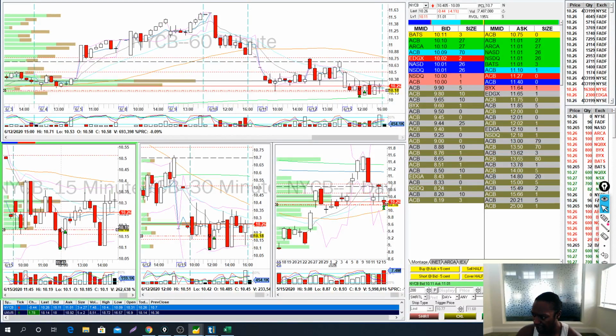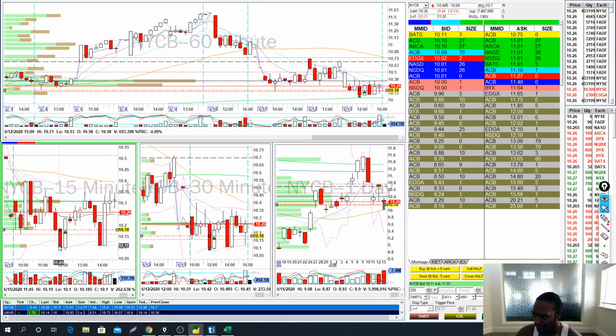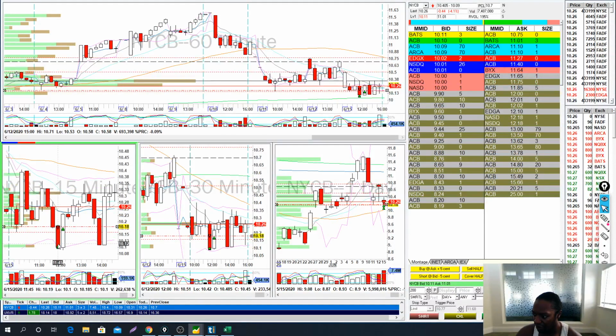I got a split entry in between 17 and 18. I just called it a 17. I put my stop here at 20, and I was able to take a 2-to-1 down here at 11. The ticker only made it down here to 10. I got a split fill down here.